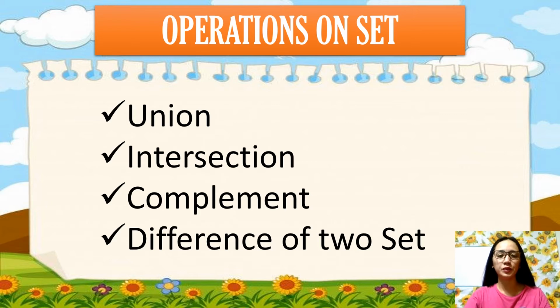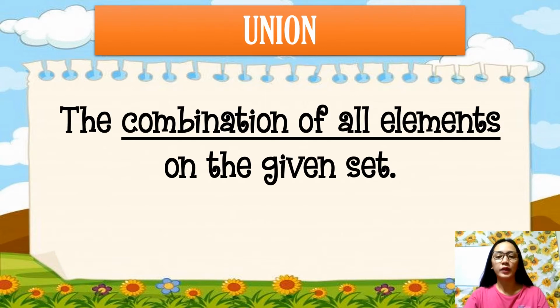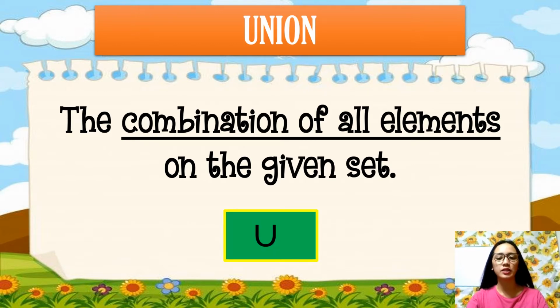In this video, you will be familiarized with the different operations on sets. So we have union, intersection, complement, and difference of two sets. Let's start with the union. When we say union, that is simply the combination of all elements of the given sets. We use the symbol U to represent a union.